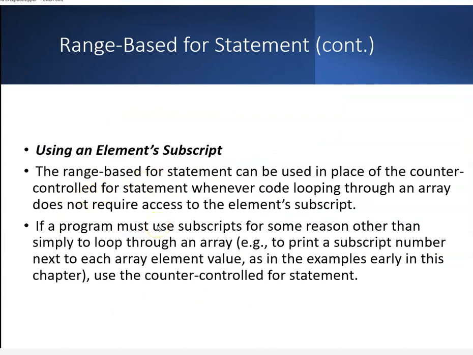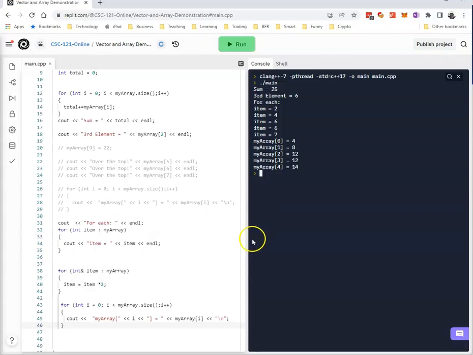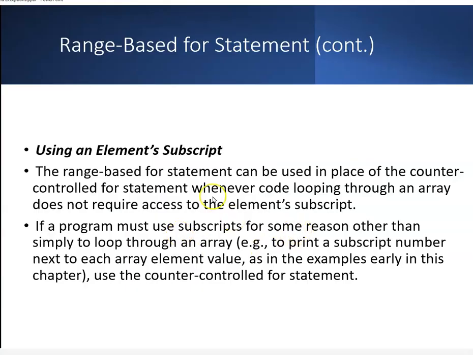So, range-based statements, you don't need the element subscript. It can be used in place of a counter-controlled for statement whenever looping through the code does not require access to the element subscript. So if you look at here, we can't say which element this is. So if you need to know the exact element at the time, you need to use a normal for. If you need to use subscripts, then you're going to need to use a counter-controlled for statement.